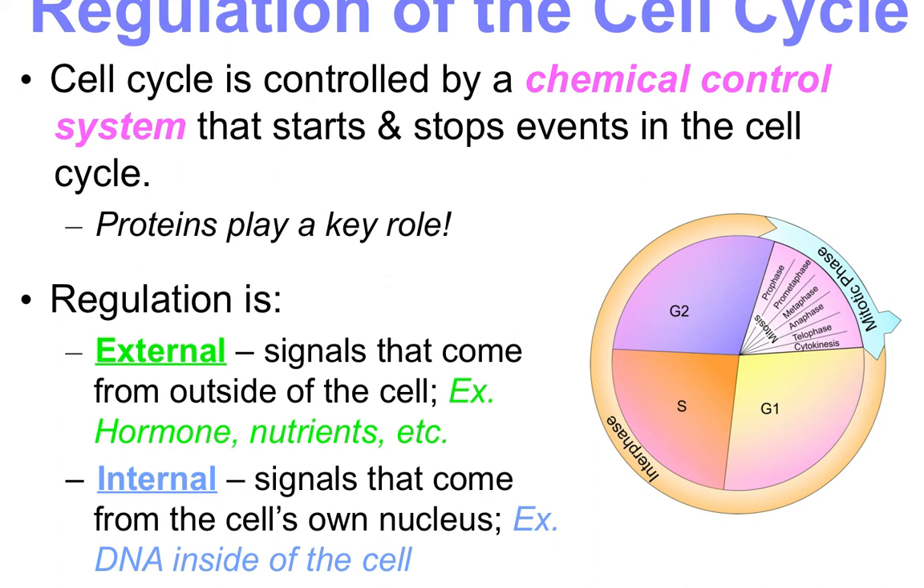Proteins play a key role in this, but it's a chemical signaling that goes on inside of the actual cell itself. There's an external signaling that comes from outside of the cell when the cell's interacting with its environment. Sometimes it's nutrients, so it can be environmentally based. Also hormones can set off that chemical cascade of division. It can also be internal. It can come from the cell's own internal DNA system. And that DNA inside of the cell will signal to the cell, hey, it's time to divide.